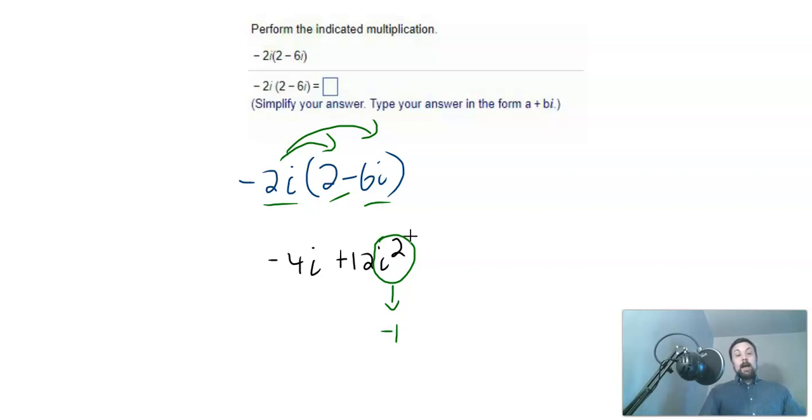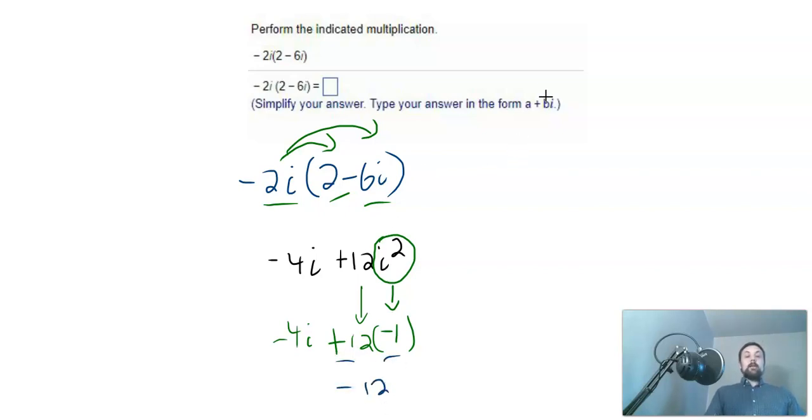And so when we get i squared, we know that simplifies down to just negative 1. So everything else copies down. We still have the 12 here. We still have the negative 4i here. And now we can simplify this further. There's not actually much to be done with this particular problem, but other ones you'd have a little bit more to do. But we have 12 times negative 1. That's just going to be negative 12.